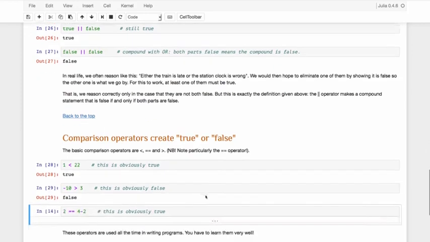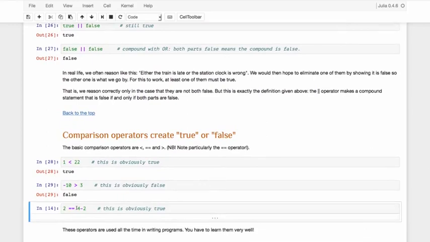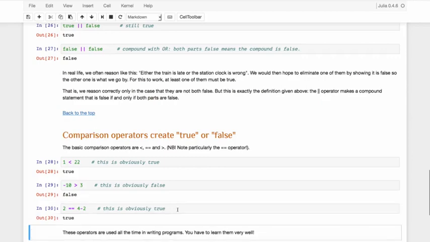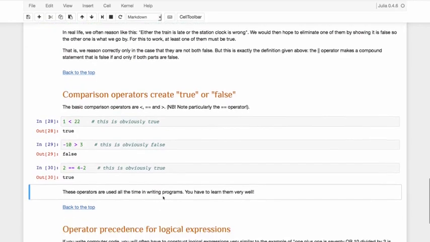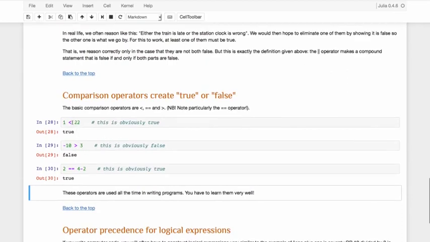And the double equals. Now we've already seen that a single equal sign is the assignment, and it gives the variable on the left the value of whatever is the result of the expression on the right. Here we have the double equals, and this is a test for whether the left-hand side is equal to the right-hand side. In this case, it is obviously true. Make sure that you are very familiar with these comparison operators because they are used all the time in writing programs, and in fact, you should also get hold of the other comparison operators such as less than or equal to, and so on.